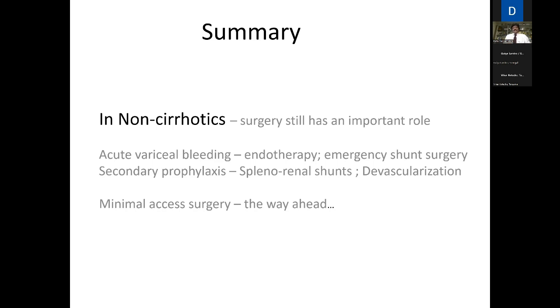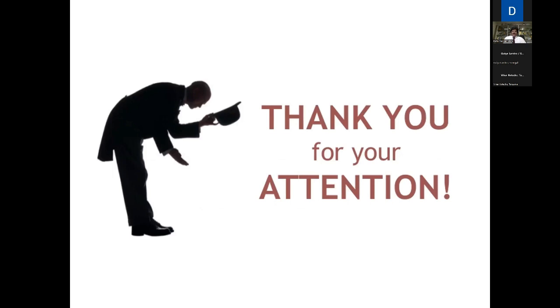In these patients, the non-cirrhotics, namely EHO and NCPF, when they come with bleeding but it stops, we have to consider them for secondary prophylaxis, where an elective splenorenal shunt or in some cases devascularization should be taken up. And of course, presently, a lot of papers have come with a minimal access approach, where through a keyhole one can identify the splenic artery, ligate it, and then disconnect the splenic vein and stitch it to the renal vein. This is the future. Thank you so much for your attention.